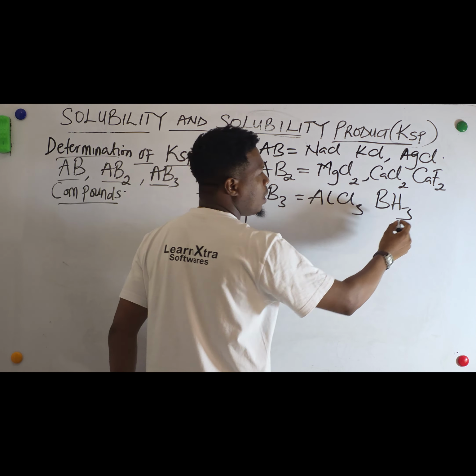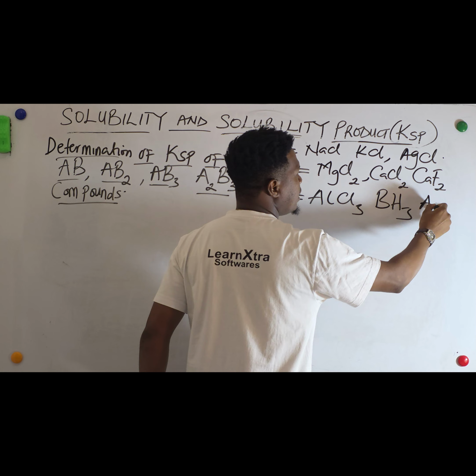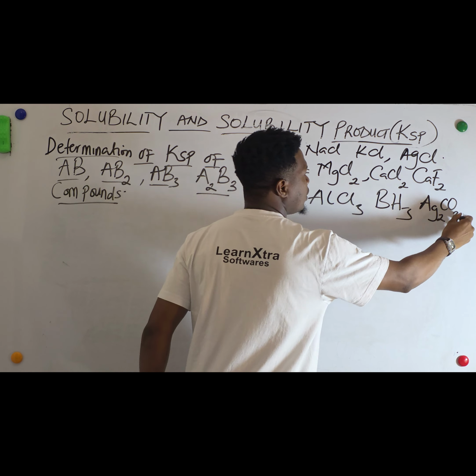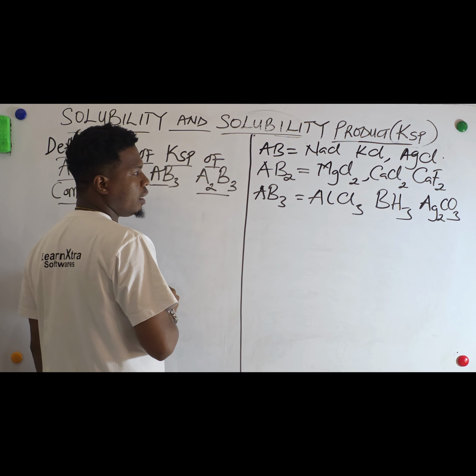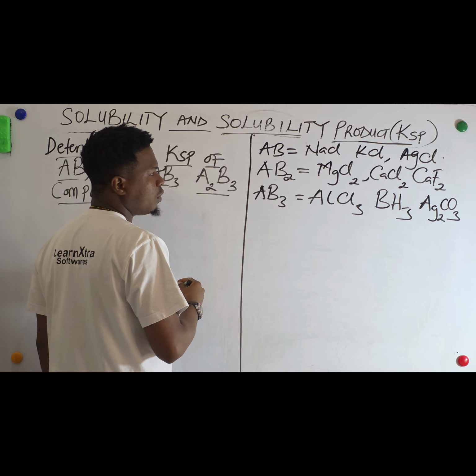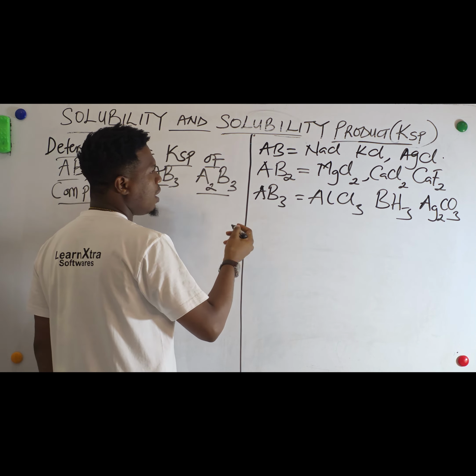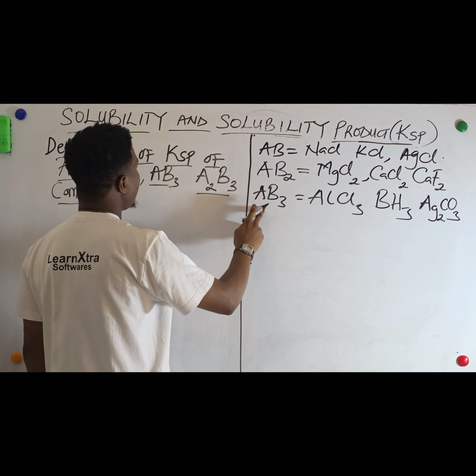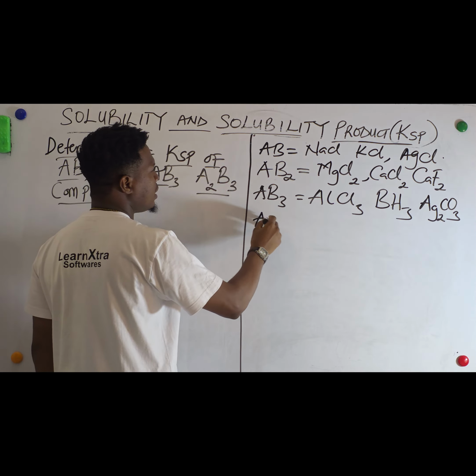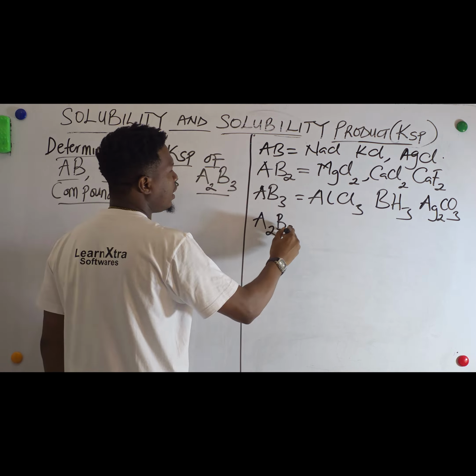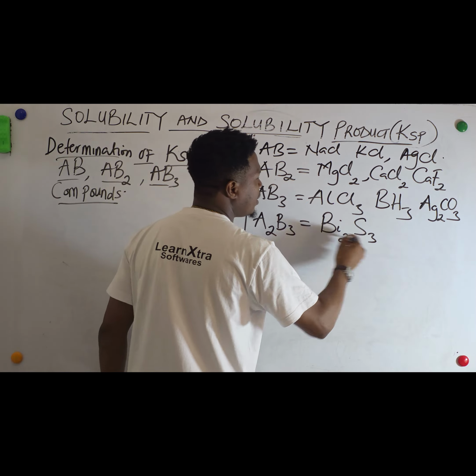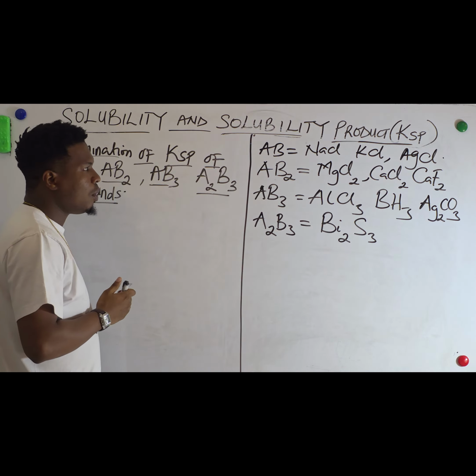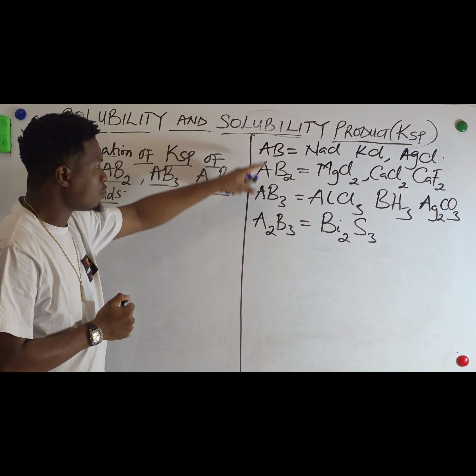Also, we have compounds like Ag2CO3. These are also AB3 molecules. There are so many of them. The next one is A2B3. We have molecules like bismuth sulfide. So when we have molecules like this, that's what we are talking about.